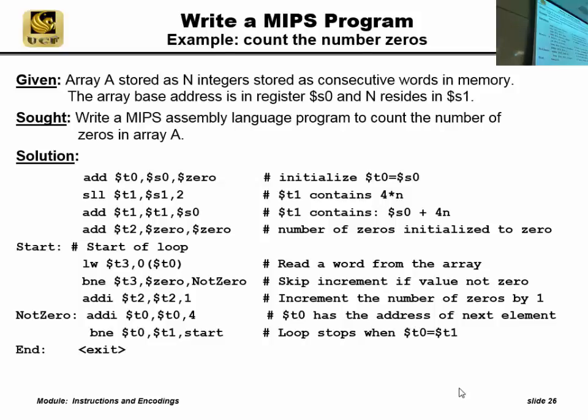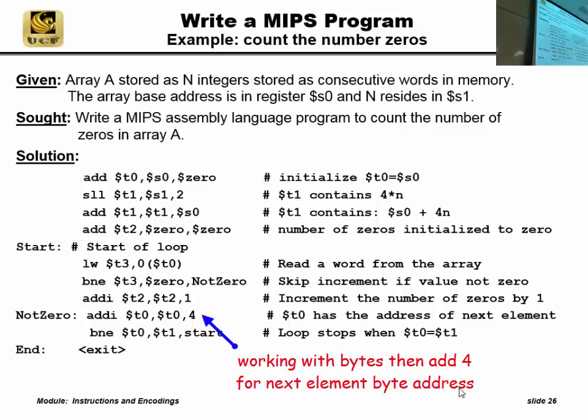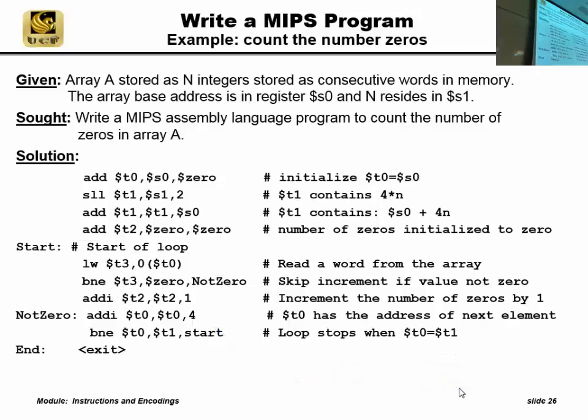Remember, in this case, we're basically working with the index as a byte address versus word address. You may ask later, when you're studying, why do you add 4 here and you added 1 over there? Because we're just going to add 4 to the address each time, but you have to compare to the limit, which is also in bytes. T1 and T0 are going to be compared. They both have to be in units of bytes.